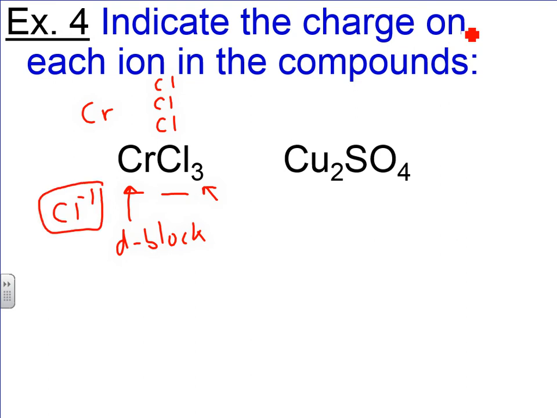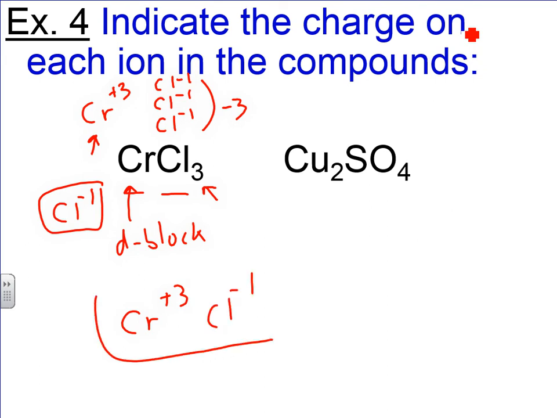And so what I'll do in this case is put a -1 on every single one of these chlorines, which tells me in total I have a -3 charge. Now the -3 charge total is balanced out by just 1 chromium, which means chromium must be a +3 charge. And that's how we get the charge. So the answer in this case would be +3 on the chromium and -1 on the chlorine. So essentially I'm undoing the compound formula.